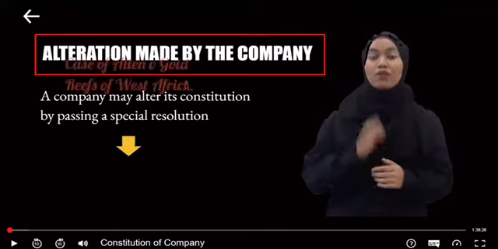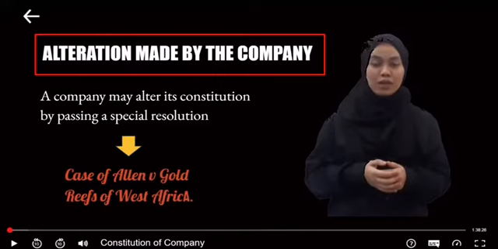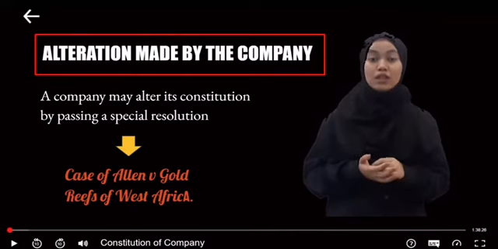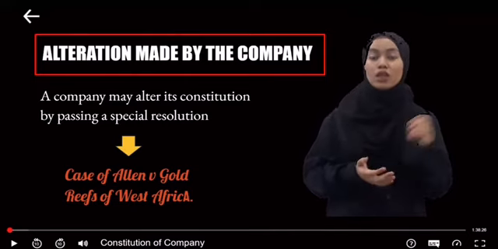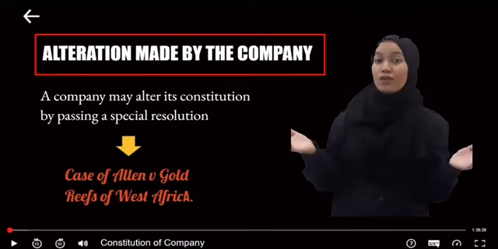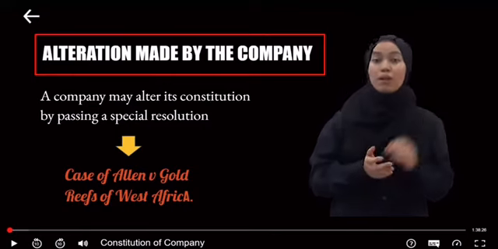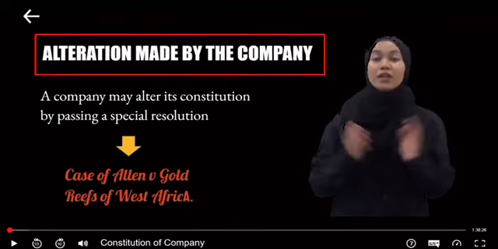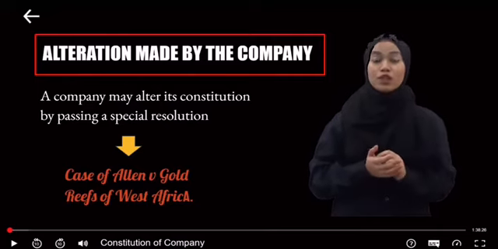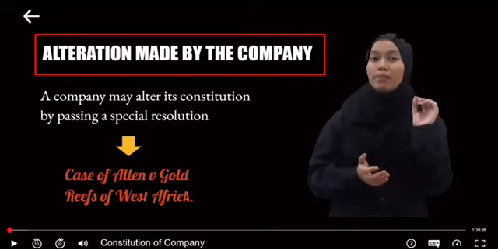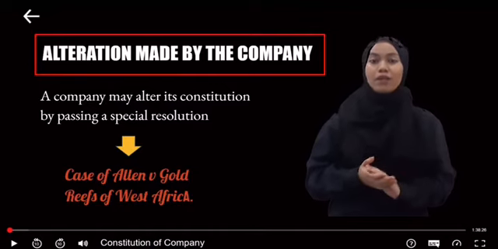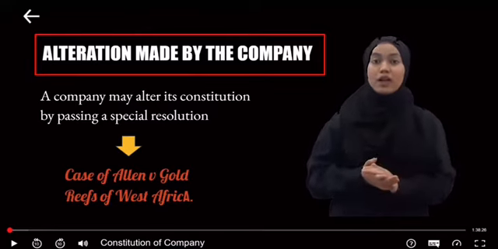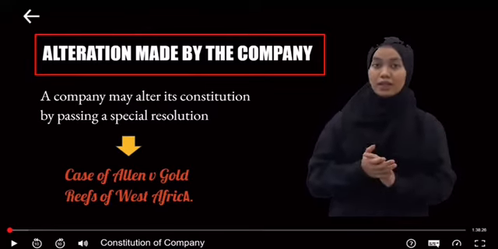A member must vote for the benefit of the company as a whole. This is to prevent the majority shareholder from exercising their vote to alter the constitution to the prejudice of a minority. However, alteration to the constitution may also be subjected to certain restrictions, like if a provision under the constitution expressly prohibits it to be altered, and it should only be done if it is bona fide for the benefit of the company as a whole, as laid down in the case of Allen versus Gold Reef of West Africa.